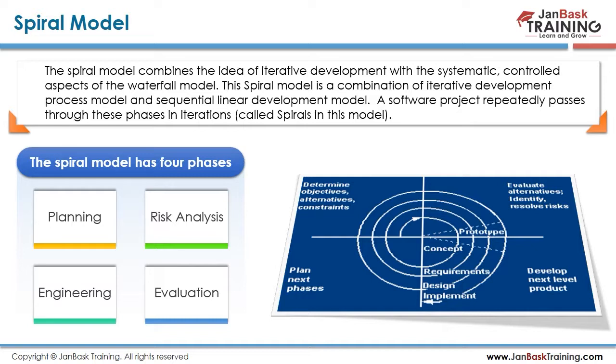So the first is the planning phase, right? We plan something, then we have risk involved, then we have engineering that needs to be done or certain prototypes, and then we finally evaluate how that's going to be taken care of. So in this model, we determine what all the objectives are. We start with some objectives. We identify the prototypes and what all the different risks would be.